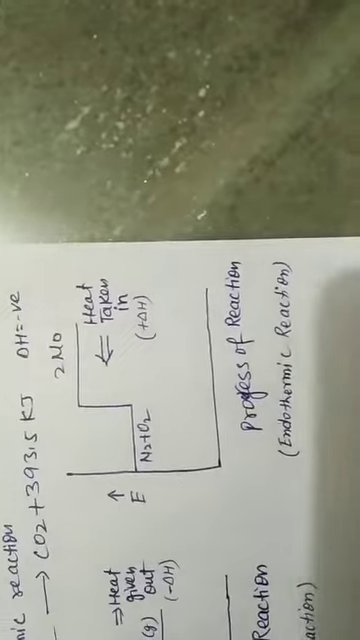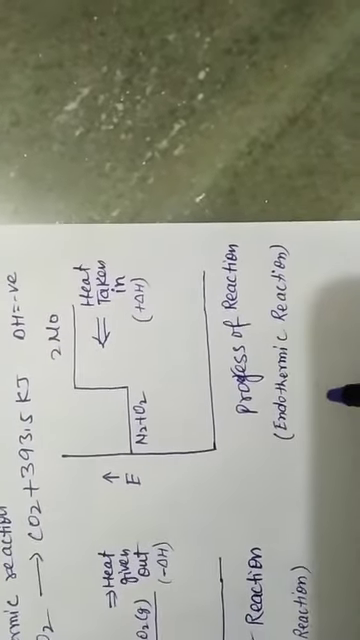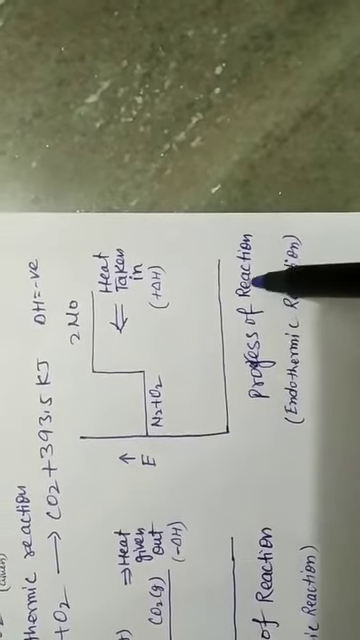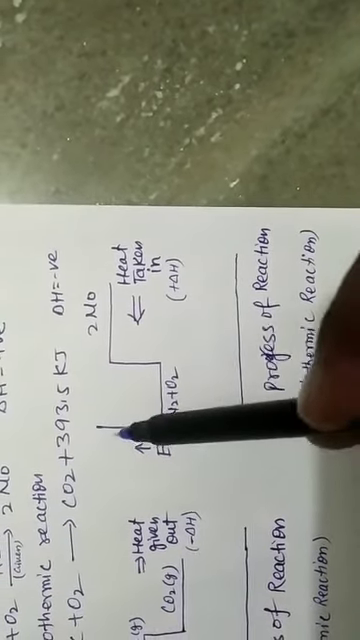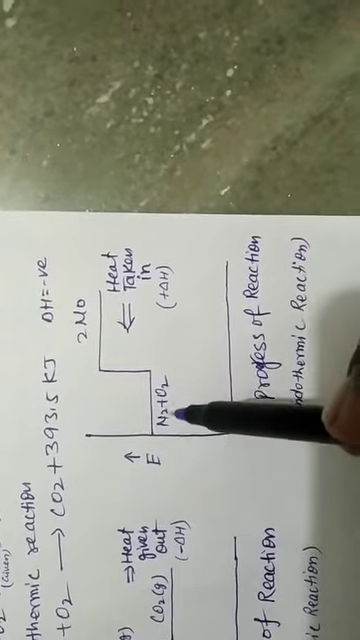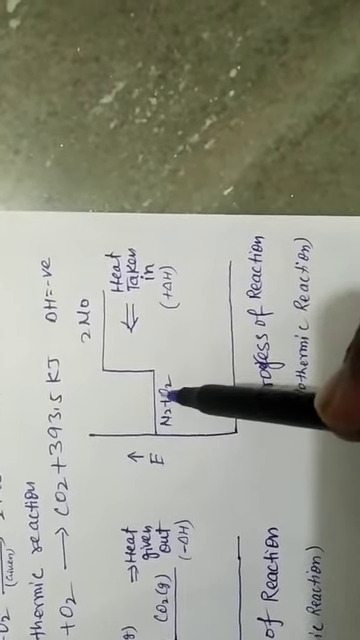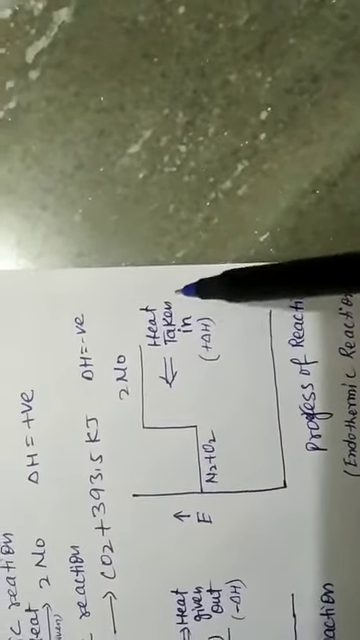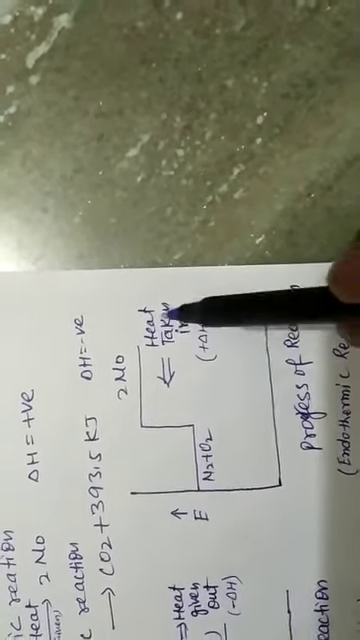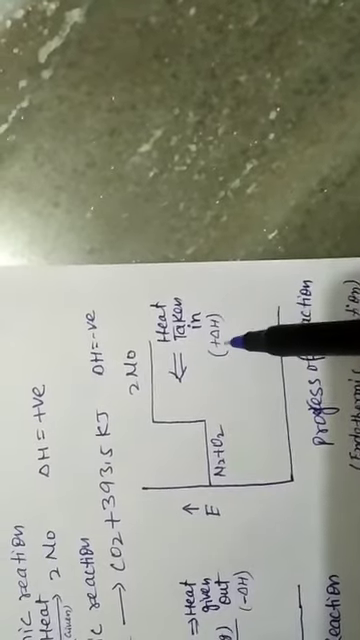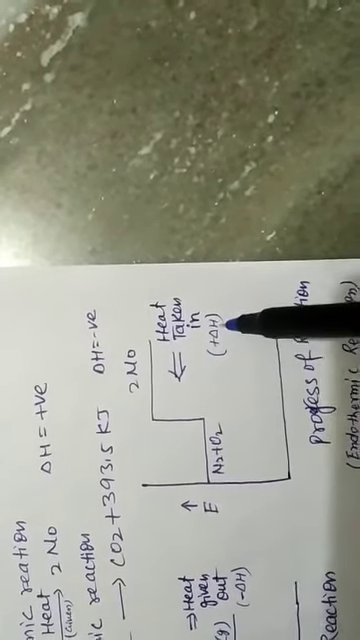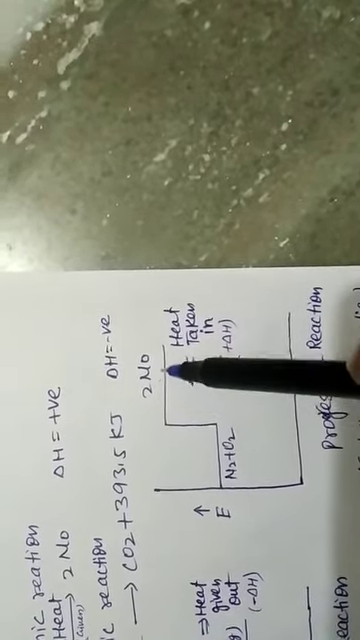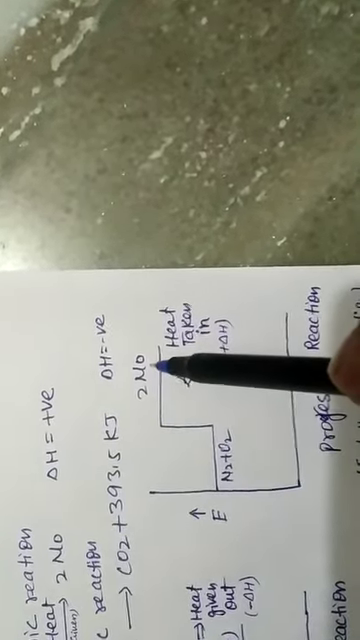On the other hand, for the endothermic reaction graph, progression of reaction is taken on the x-axis, energy on the y-axis, N2 + O2 at this energy level, and when the reaction takes place, heat is taken in, therefore it is delta H, and this energy is increased like this, and this is the product 2NO.